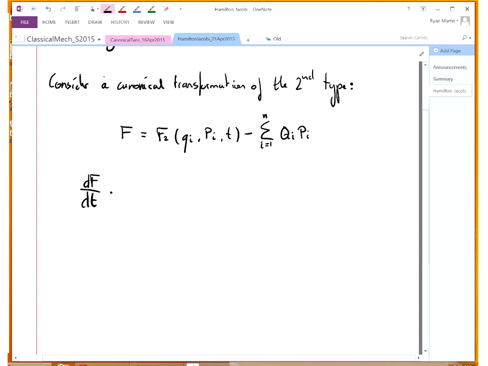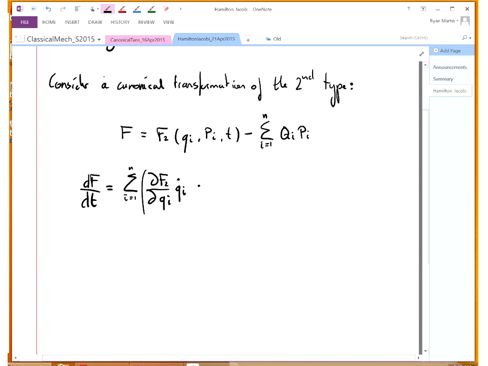So df by dt, let me start with the f2 part. The qi's depend on t, so if I do df2 by dt, I need to really sum over all the things that f2 depends on. So there's a sum over the degrees of freedom, so then it's ∂f2 by ∂qi times dqi by dt, which is qi dot.